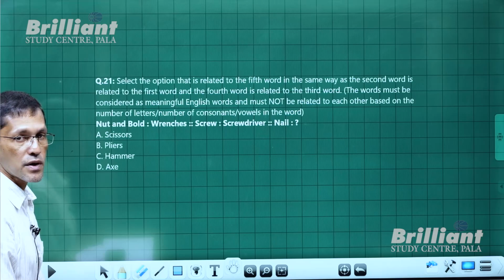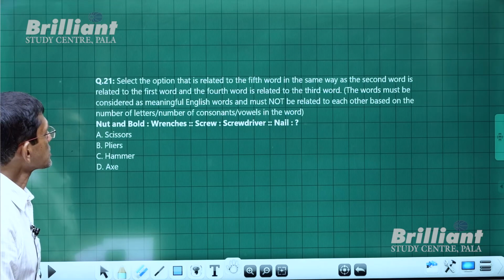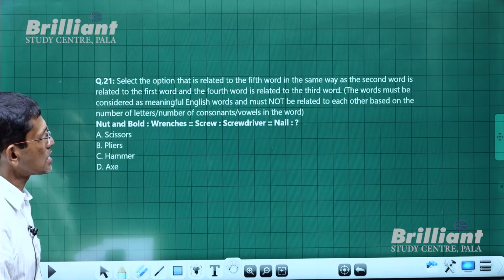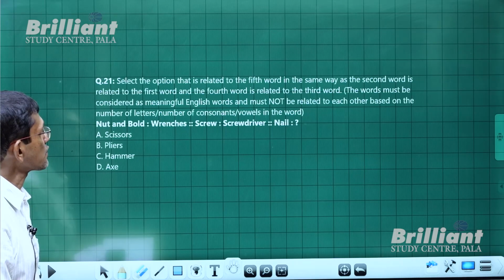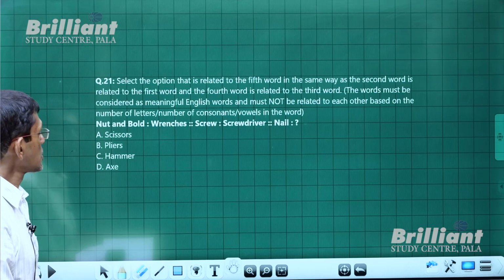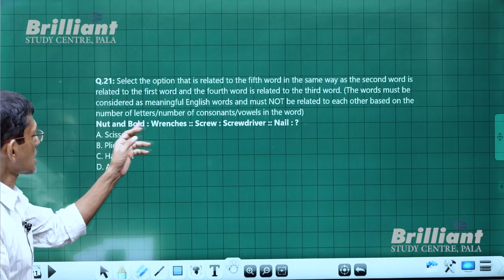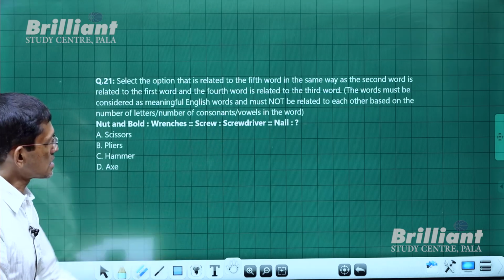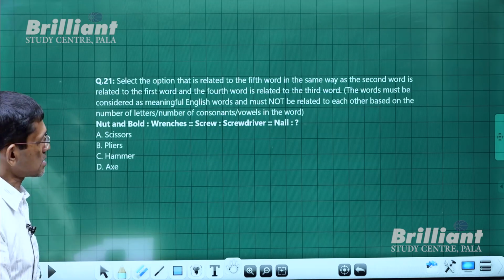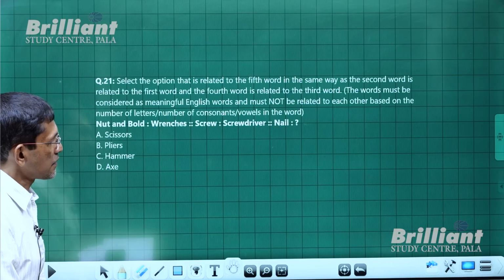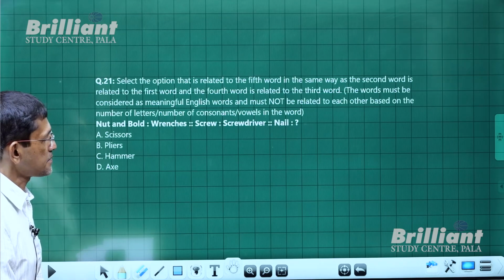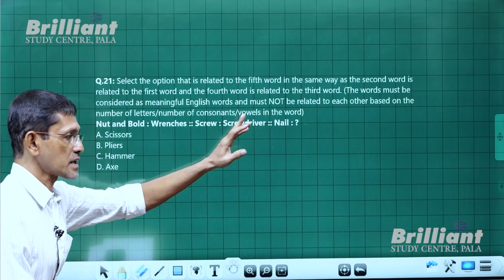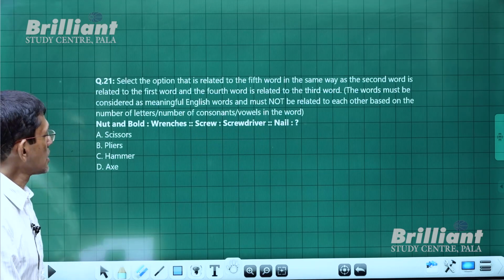Question number 21. It's a pretty straightforward question. Select the option that is related to the fifth word in the same way as the second word is related to the first word. So, first and second words are related, third and fourth are related, and in a similar way, fifth and sixth must be related.